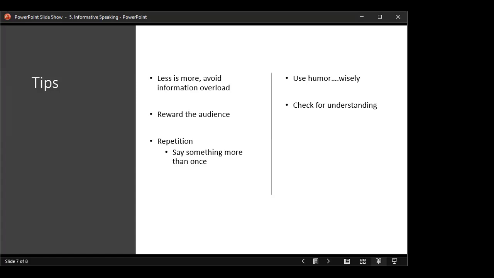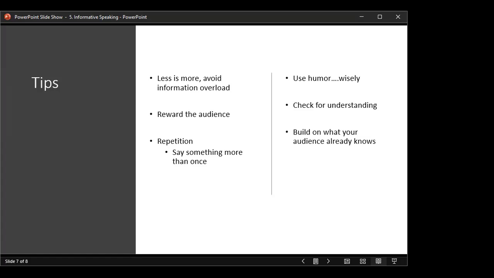Number 5, check for understanding. Now, not necessarily in your 5-minute speech for this class or your 8-minute speech for this class, but for your longer speeches, check for understanding. Does this make sense? Does this make sense? Click a reaction if, raise a hand if, right? Take moments, take opportunities to check for understanding with your audience. It's really important.